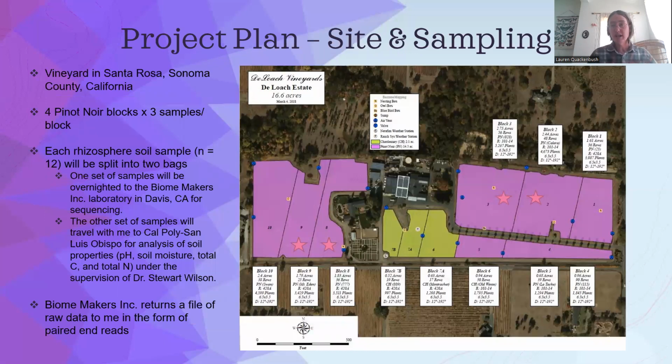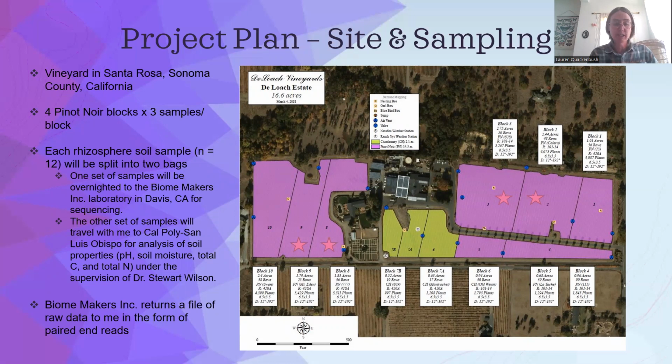The experimental site is located in Santa Rosa, California, in Sonoma County. The four experimental Pinot Noir blocks are indicated on the map with pink stars. The two blocks on the right are on rootstock 10114, and the two blocks on the left are on rootstock 420A. I'll take 3 rhizosphere soil samples per block for a total of 12 samples.